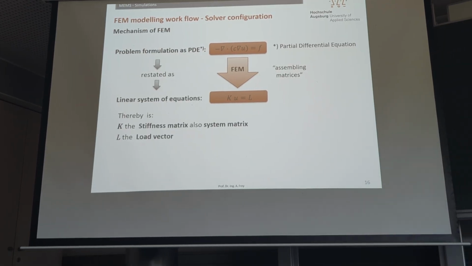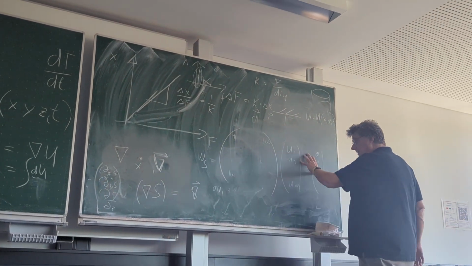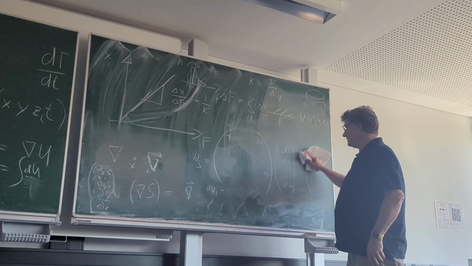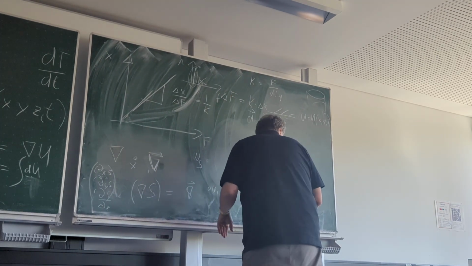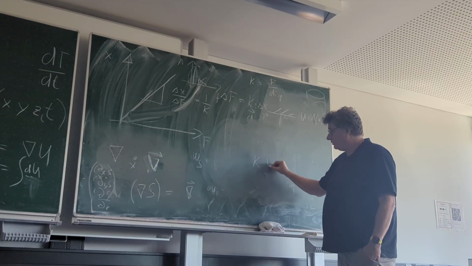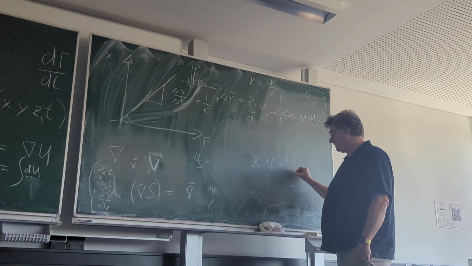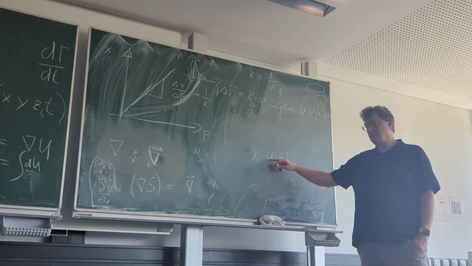Having in mind that KU = L actually stands for that, I condense it down again, short writing. K, you know it's a matrix, U is a vector of unknowns, and L is the load vector, also a vector, same dimension as this one.